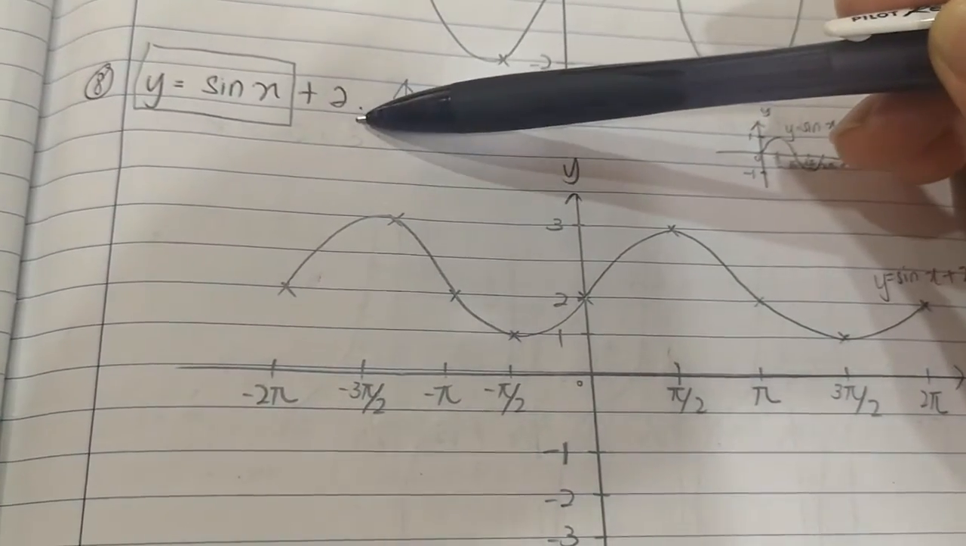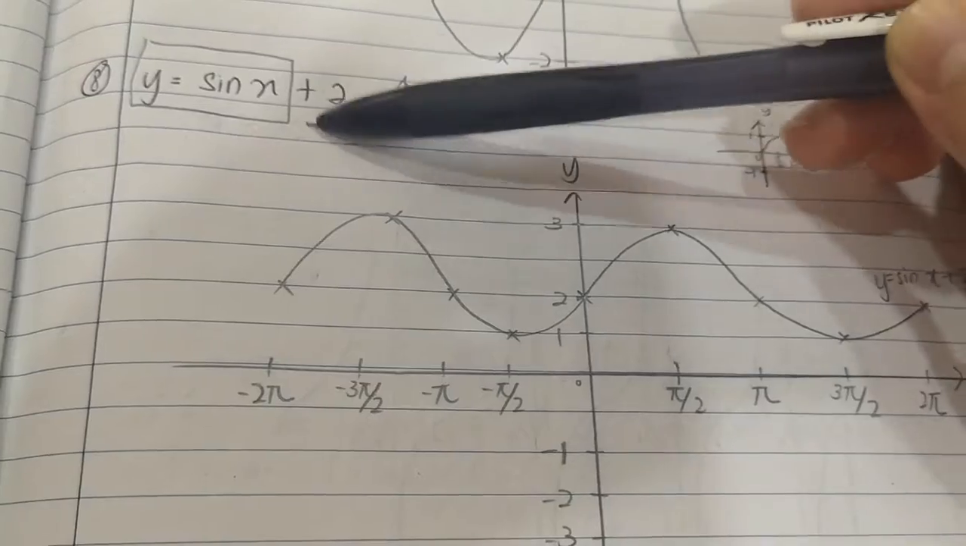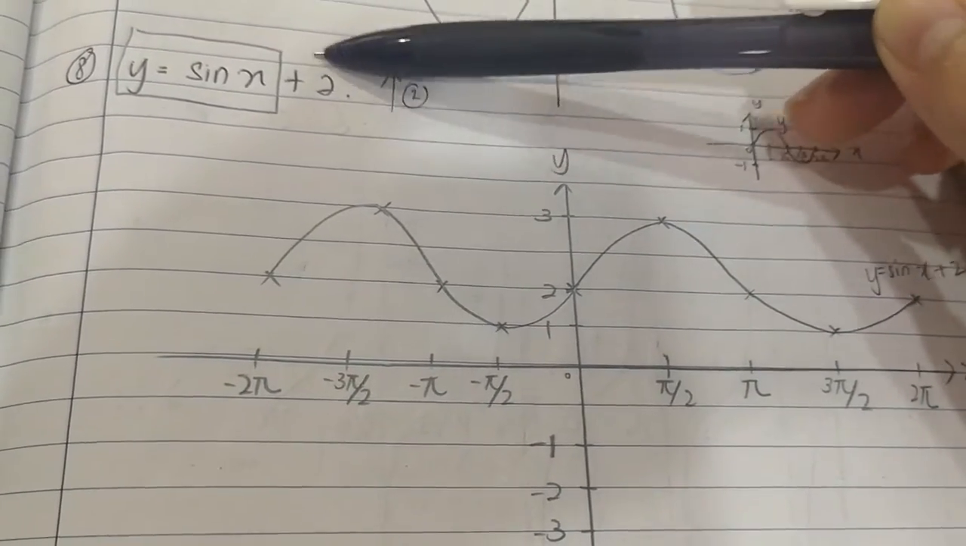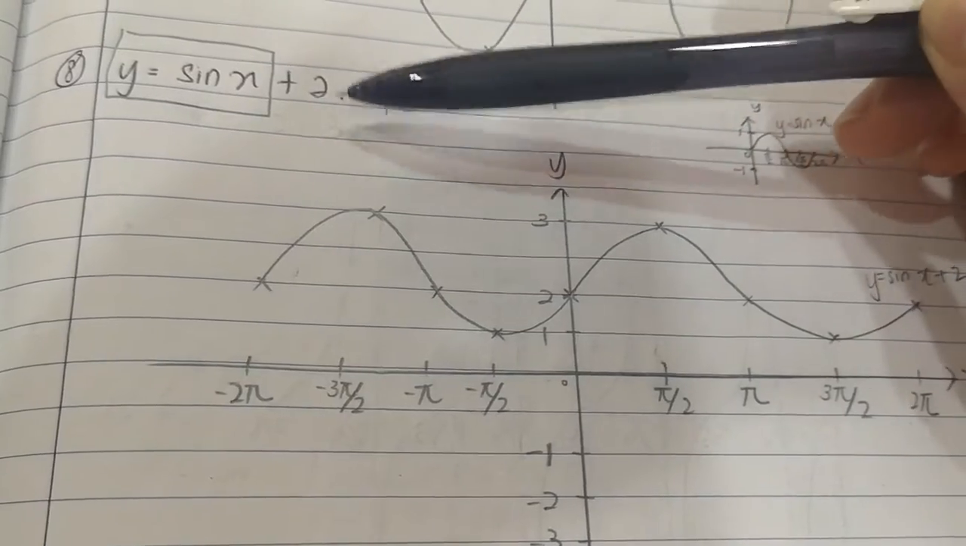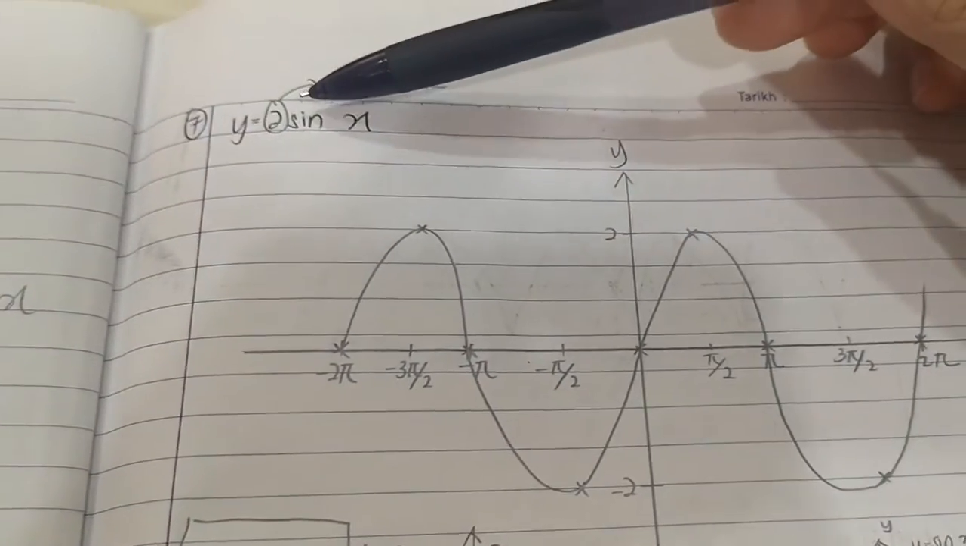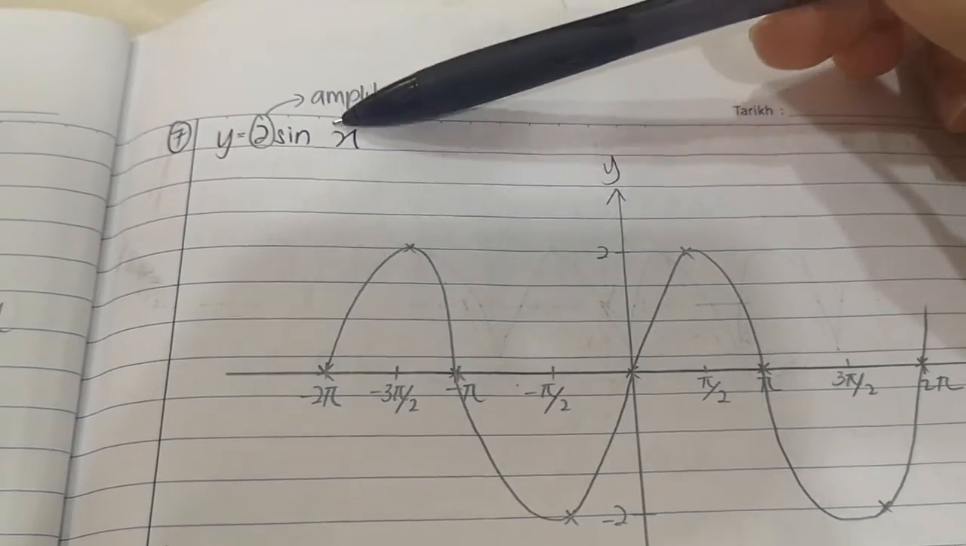Just remember, if the plus 2 is outside of the original graph, that means the graph will wholly move upward 2 units. Okay, how about the example just now, example 7, y equals 2 sine x.